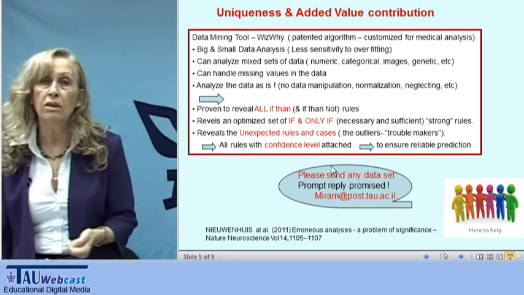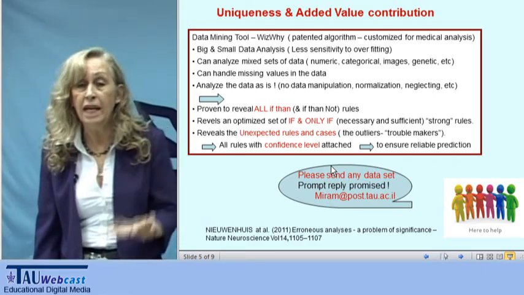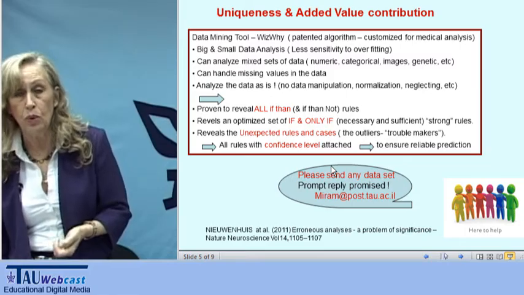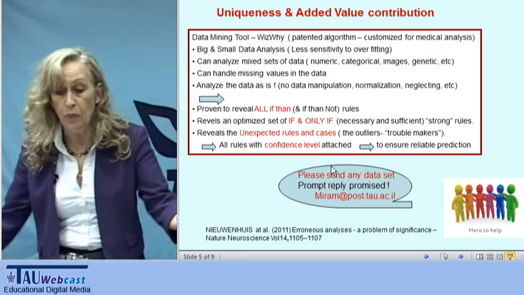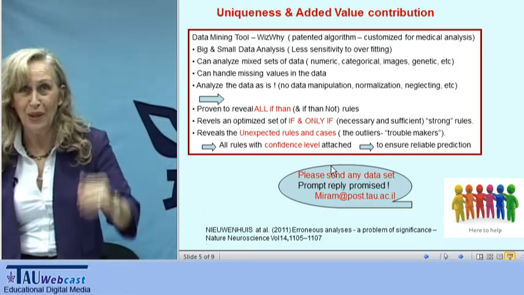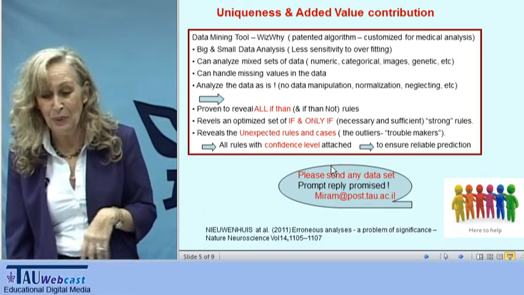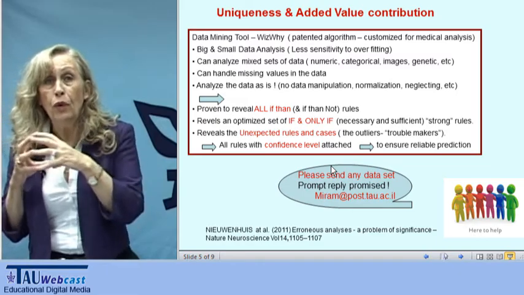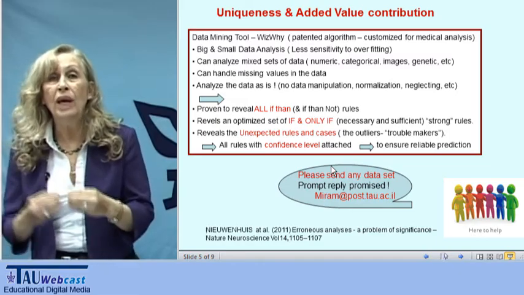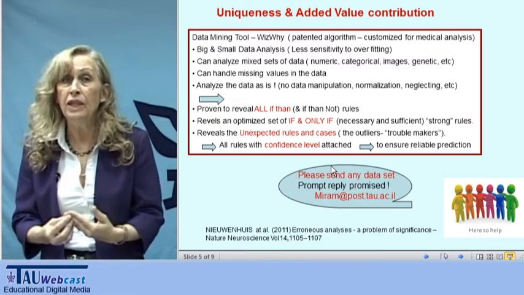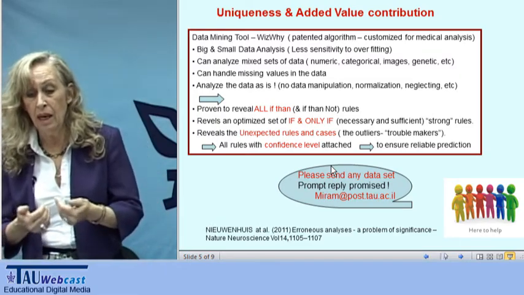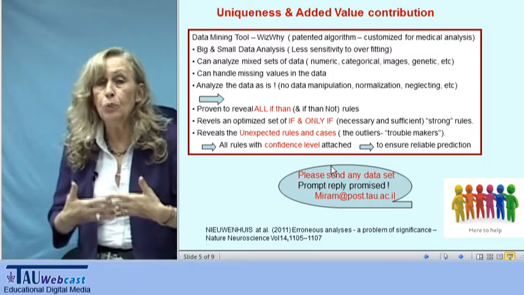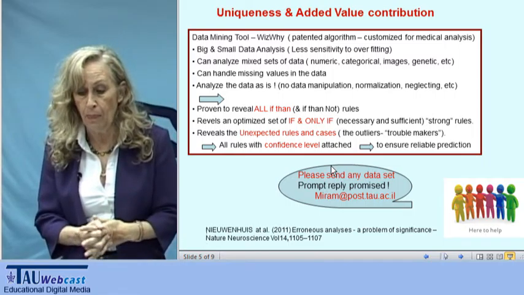Another very important thing is that we are revealing the unexpected cases and unexpected rules. The unexpected cases, as I said before, could be very devastating, and we have wonderful examples that I don't have to repeat. You know it better than I do. And for each and every rule, we have the confidence level attached, which enables us to make a really reliable prediction and to provide you with the best support.